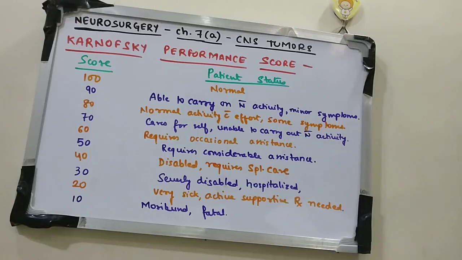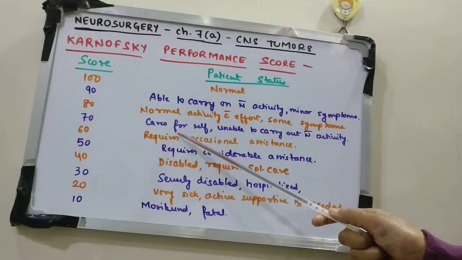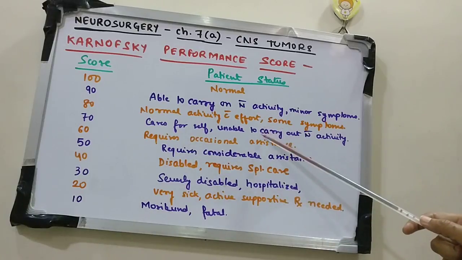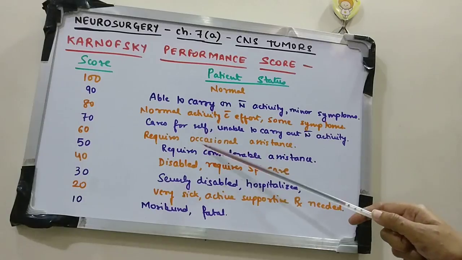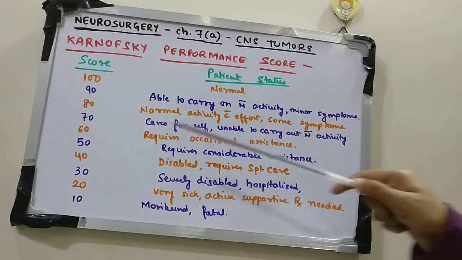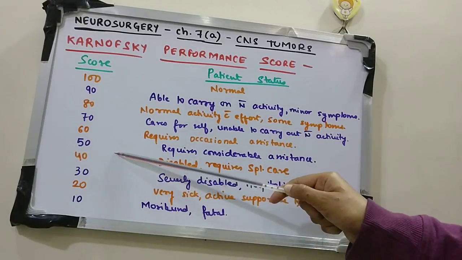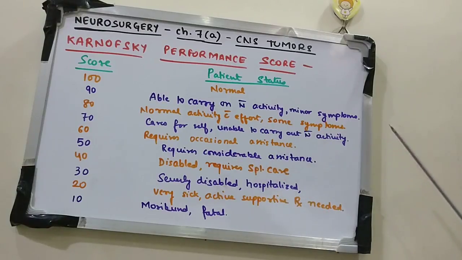A score of 70 means he can care for himself but he is unable to carry on normal activity. 60 means he requires occasional assistance and he can care for most of his needs, but in between he'll require some assistance. A score of 50 means he requires considerable assistance and frequent care. So he can take care of very little things, and he's going to require a lot of assistance.